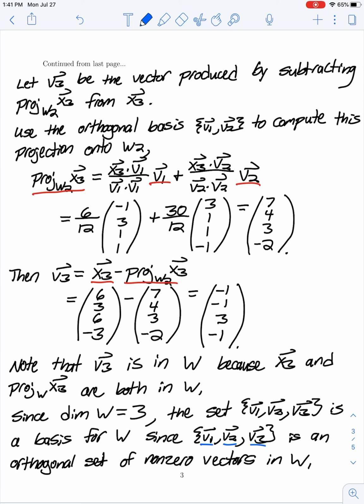So since we have an orthogonal set of non-zero vectors, that means that they are linearly independent. And if we have a set of 3 linearly independent vectors, which are spanning a subspace W of dimension 3, that means that they must form a basis for that subspace, as guaranteed by the Basis Theorem from our earlier work in section 4.5. So this set of vectors, v1, v2, v3, is an orthogonal basis for W.